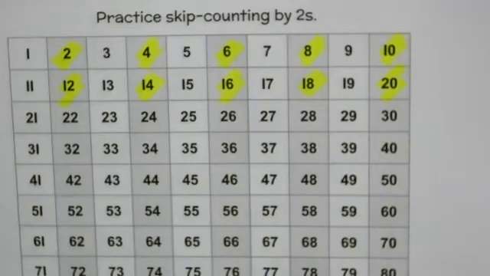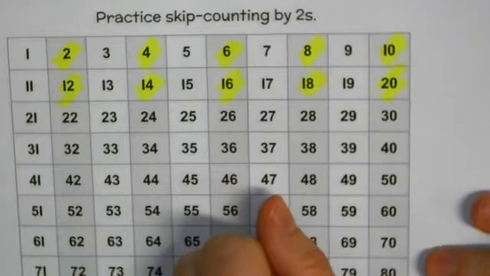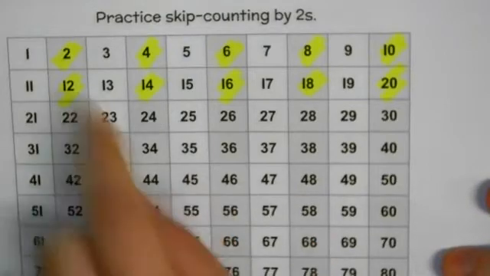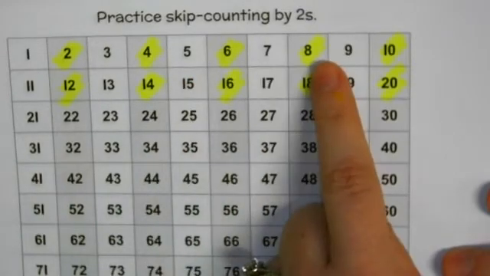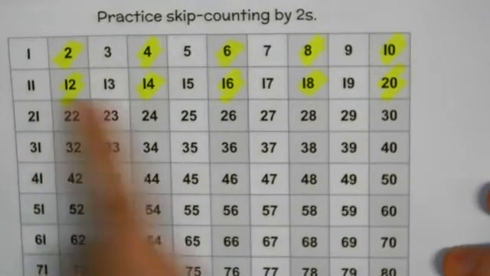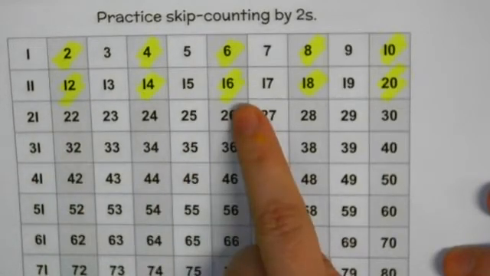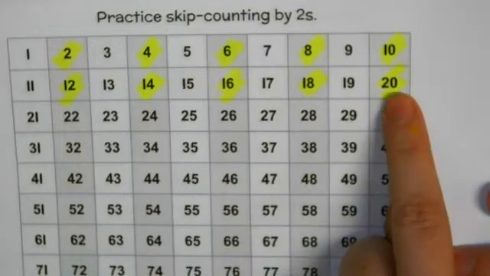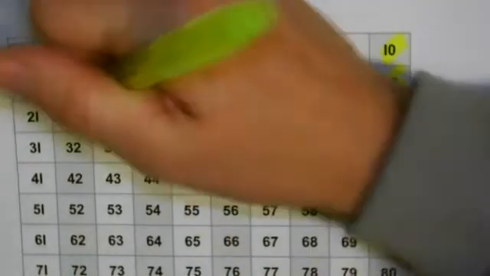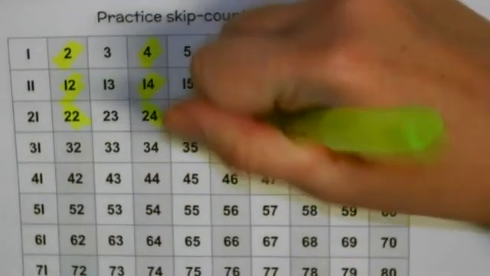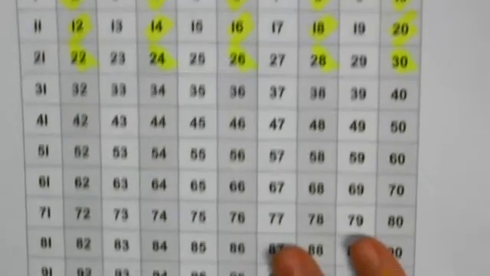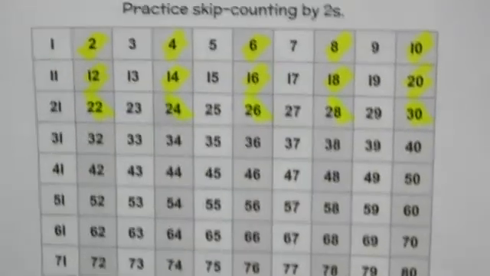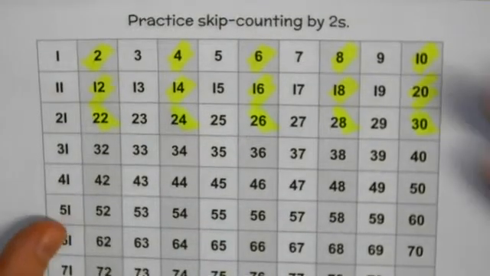Welcome to Tuesday's math. We're going to get started with practicing skip counting by twos. So together, let's read these together. 2, 4, 6, 8, 10, 12, 14, 16, 18, 20. Now, we definitely could keep going because we can skip count by twos all day long. You can go all the way to 100 if you want to practice that. But today, we're just going to go to 20s.